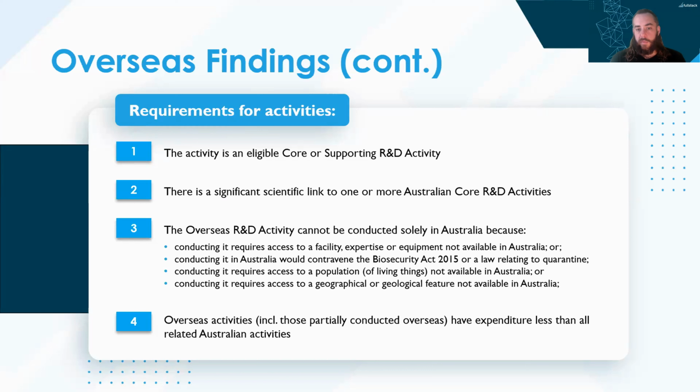Facility, so a piece of equipment, facility or equipment, or expertise, where you can demonstrate that no one in Australia has that particular expertise. The final requirement there is that the overseas activities, including those partially conducted overseas, have expenditure less than all of the related Australian activities over the course of the project. So that's really important. The cost of the overseas activities must be less than the Australian activities.